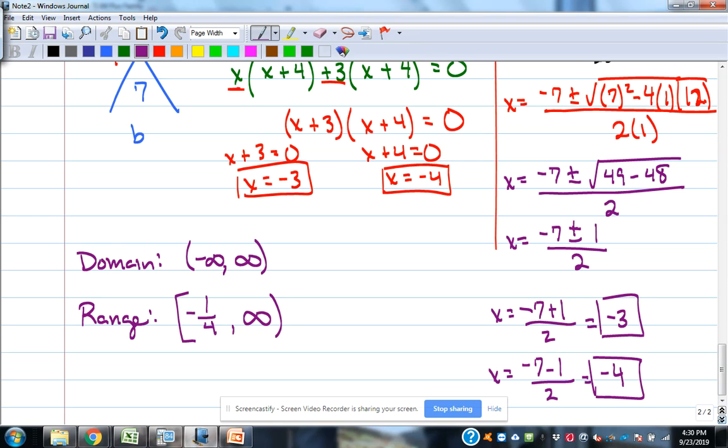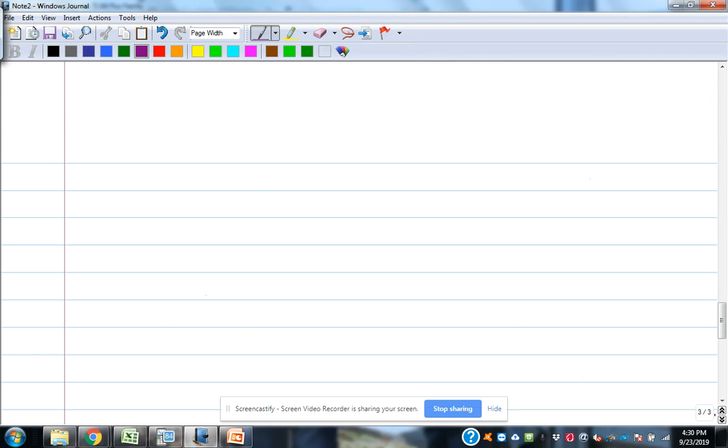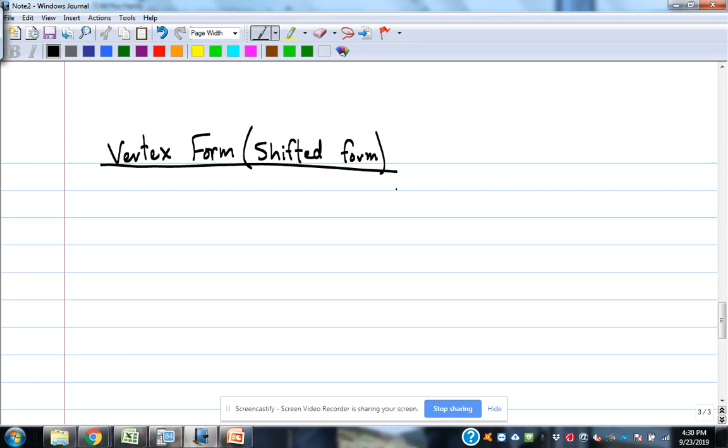Let's talk about the next form, and we'll work our way through all of those things with it too. So the next form is called vertex form. If you Google this, you might hear it called shifted form. University of Tennessee calls it vertex form or shifted form. So if you find a YouTube video talking about shifted form, it's the same thing.